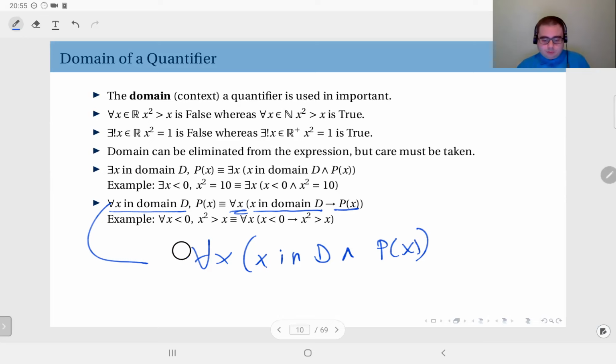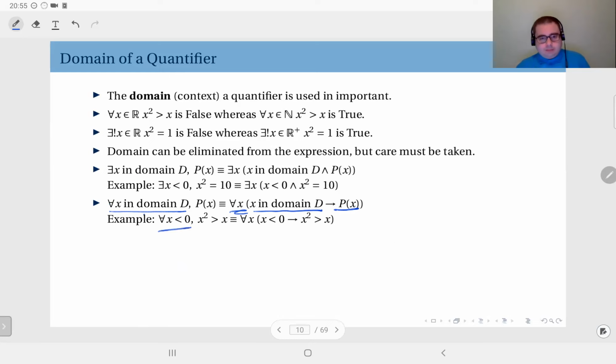Okay, so here's an example. Let me clear this one. For all x negative, x squared is greater than x. This is our original statement. Now we would like to express this without any domain restriction in the quantifier. So we should write for all x, x negative implies x squared greater than x.